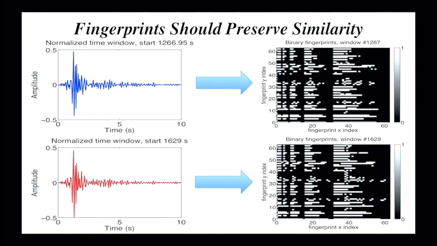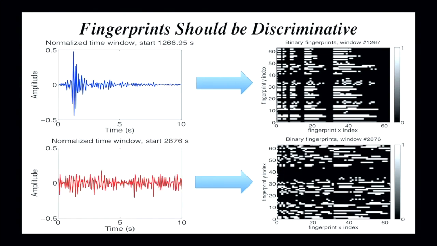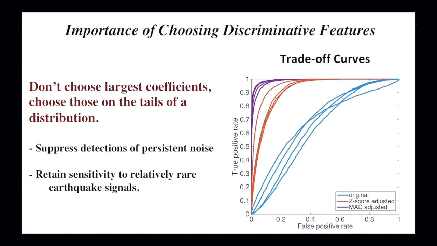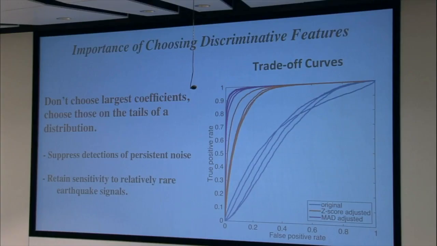So our fingerprints have important qualities they have to have in order for this to work well. They have to preserve similarity. So if you have similar waveforms on the left, different earthquakes, they should have similar fingerprints on the right. Likewise, if the two waveforms are different, then their fingerprints should be different. So we have to preserve that similarity or dissimilarity. And here's where choosing the right coefficients becomes critical.